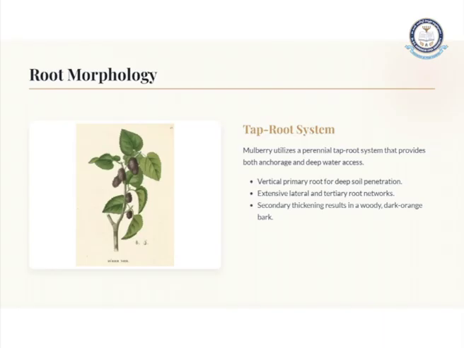Secondary thickening results in a woody and dark orange bark. If we see secondary thickening, the primary root has gone down and the secondary roots will be coming up, and that root would be in a woody form and dark orange in bark.